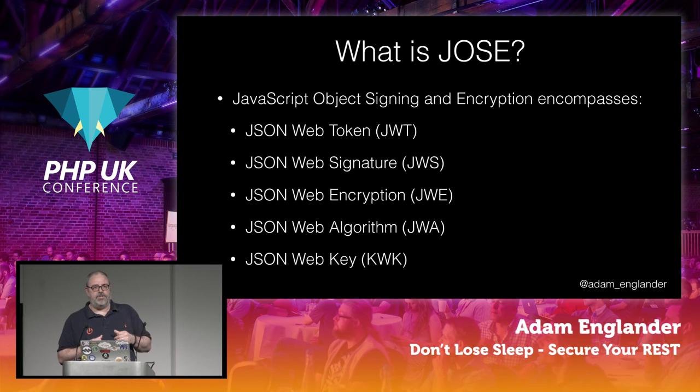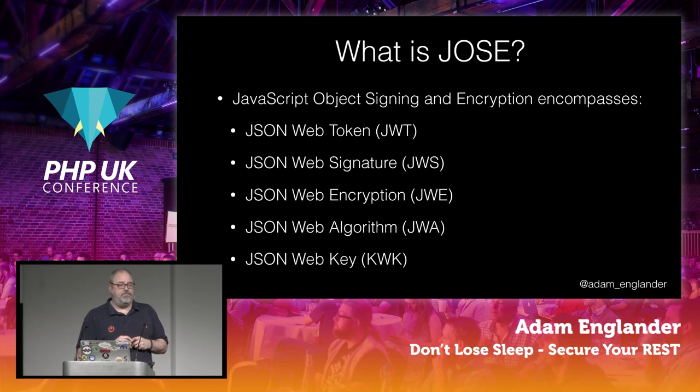JSON web signature, which is for signing data, right? It's not signing any particular data, it's just signing data. JSON web encryption, again, is just for encrypting data. It doesn't matter what type of data it is. JSON web algorithm and the JSON web key, which I misspelled with KW key.